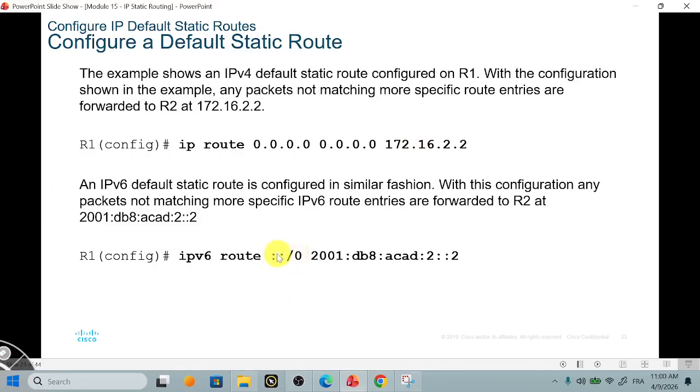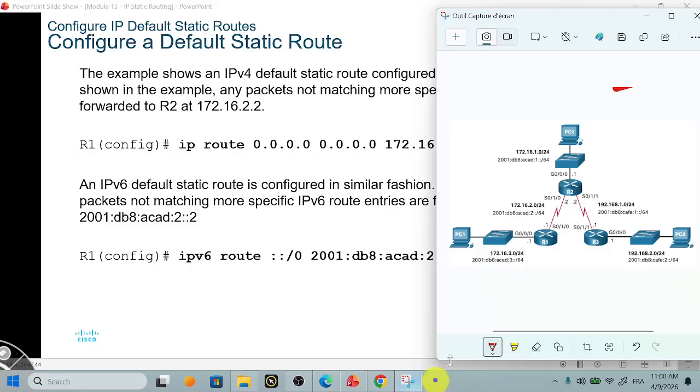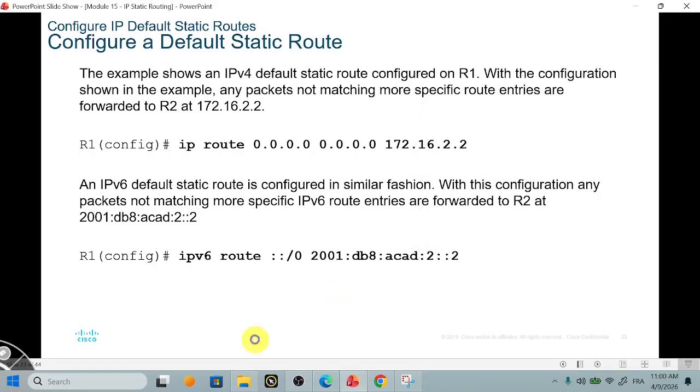Remember, for IP version 4 we use zeros, 4 by 4. Here we use ::/0, and you put the destination IP version 6 address. This one, 2, and this 2. Okay? It's easy enough. So for default, it should be zeros. Remember.